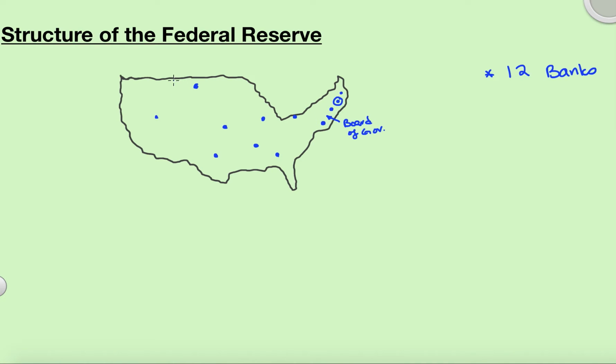Over here, we're in the 12th district. This is the one for San Francisco. And as you can see, they have a very large portion of the United States that they are in control of. So San Francisco actually should be significantly over here, but that's our area. And also Hawaii and Alaska are part of the 12th district.